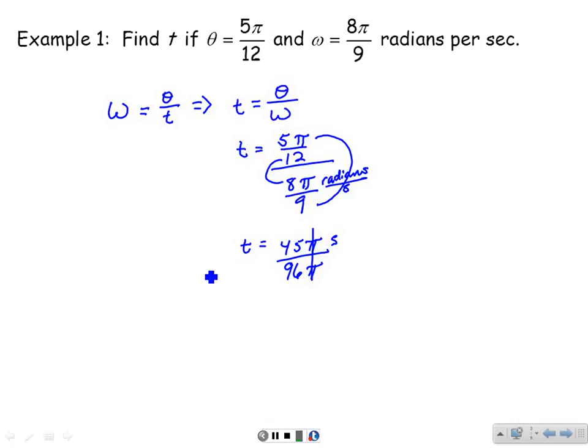Alright, and so from here, we can turn this into a decimal. So we'll do 45 divided by 96, which is going to be 0.47 seconds. 0.47 seconds would be your time.